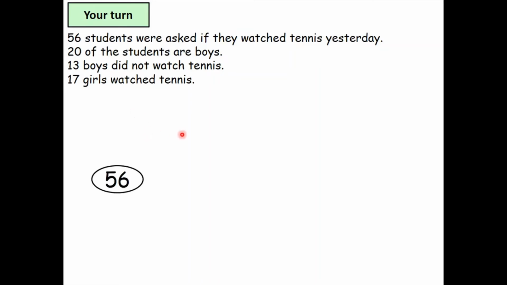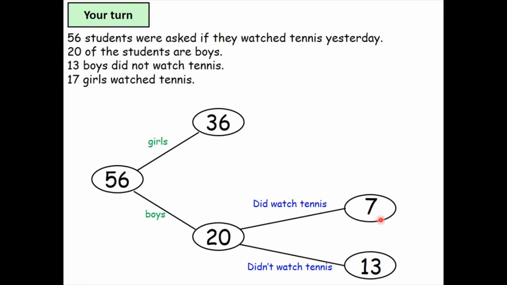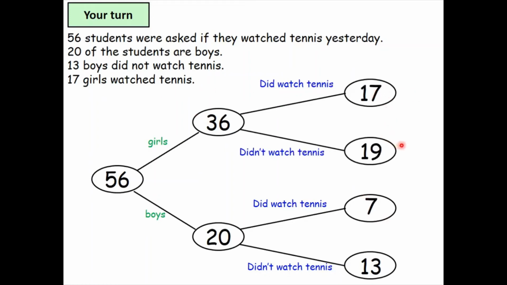Okay, so we start with 56 as our starting point. Our first branches, boys and girls, we've got 20 boys, which means we must have 36 girls because that adds up to 56. Next, 13 boys did not watch tennis, so 13 there. And if 13 didn't watch it, then 7 must have watched it. And then the same over here, 17 girls watched it, which means it must be 19 who didn't watch it. That is the answer to this question. So there's my completed frequency tree. Well done if you got that right.